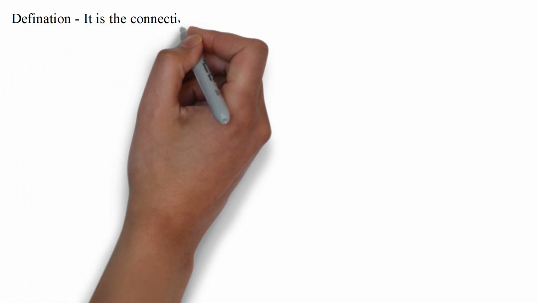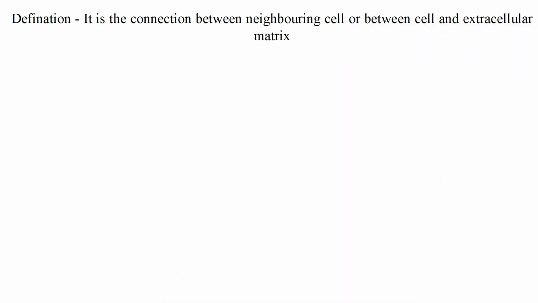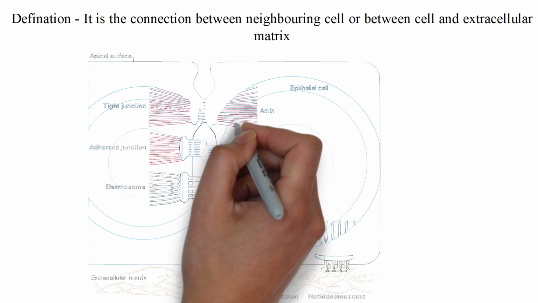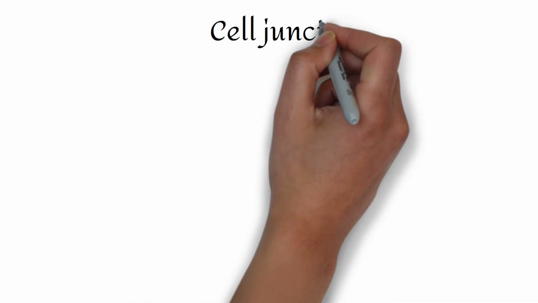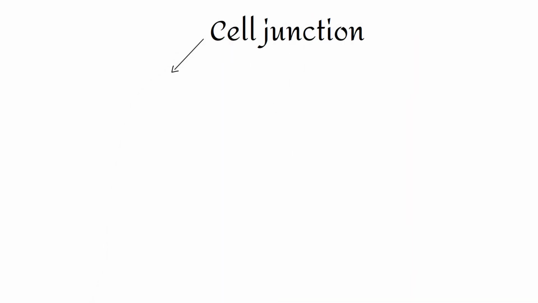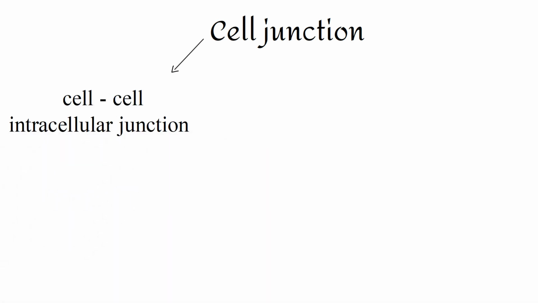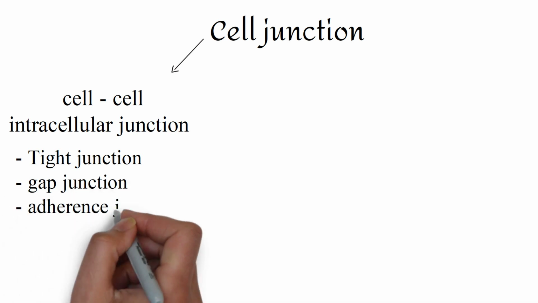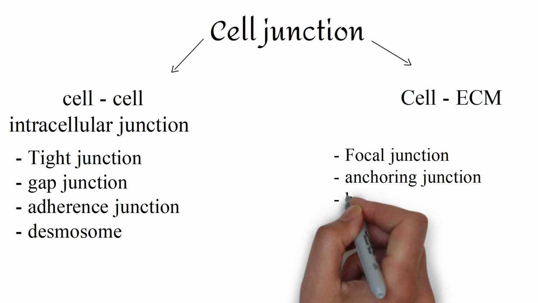As you can see from its definition, it is a connection between neighboring cells or between cell and extracellular matrix. Normally, a cell junction is used to connect the neighboring cell or to connect the cell to the extracellular matrix. Classification of cell junction. Cell junction is of two types. Intercellular junction, which means cell to cell connection. Intercellular junction subtypes are tight junction, gap junction, adherent junction, and desmosomes. Cell to extracellular matrix. In this, we have focal junction, anchoring junction, and hemidesmosome junction.